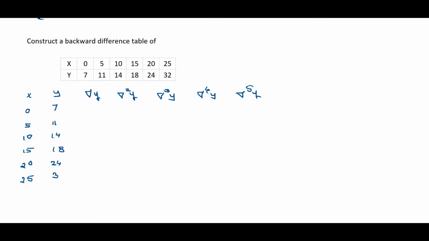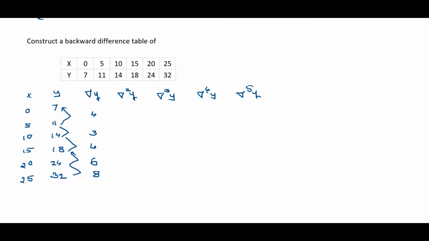In this case also, you have to find the first backward difference by second term minus first term. 11 minus 7, you will get 4. 14 minus 11, 3. 18 minus 14, 4. 24 minus 18, 6. And 32 minus 24, you will get 8.